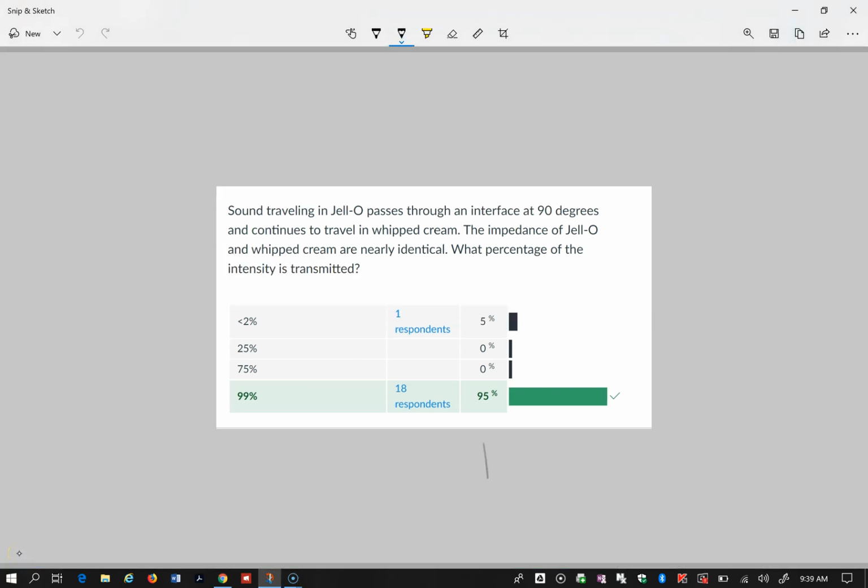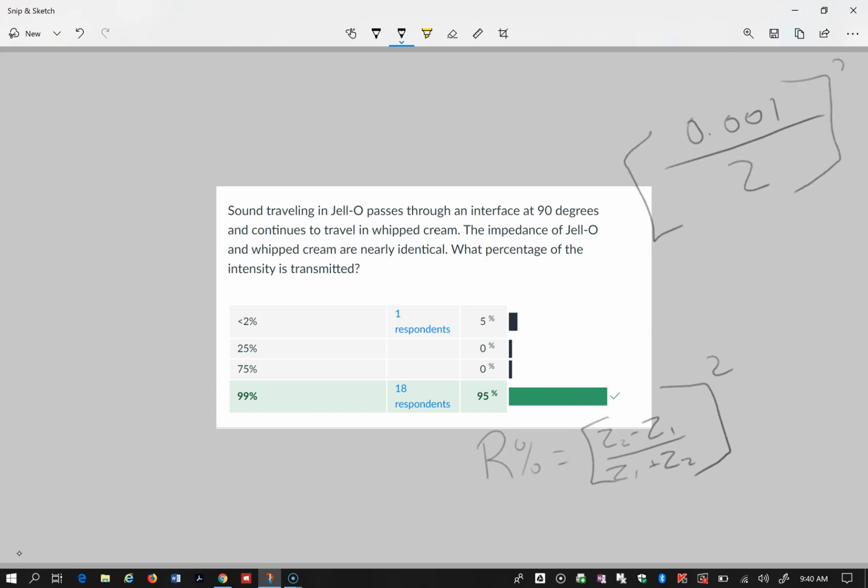If we think about our equation for reflection, we know that it is the difference of impedances over the total impedance, and that quantity squared. So if they're nearly identical, then we can say that the top portion of this equation is probably going to equal something like 0.001. Those would be nearly identical impedances, the difference between them. And so if they're nearly identical, then the bottom, Z1 plus Z2, would be something close to 2.